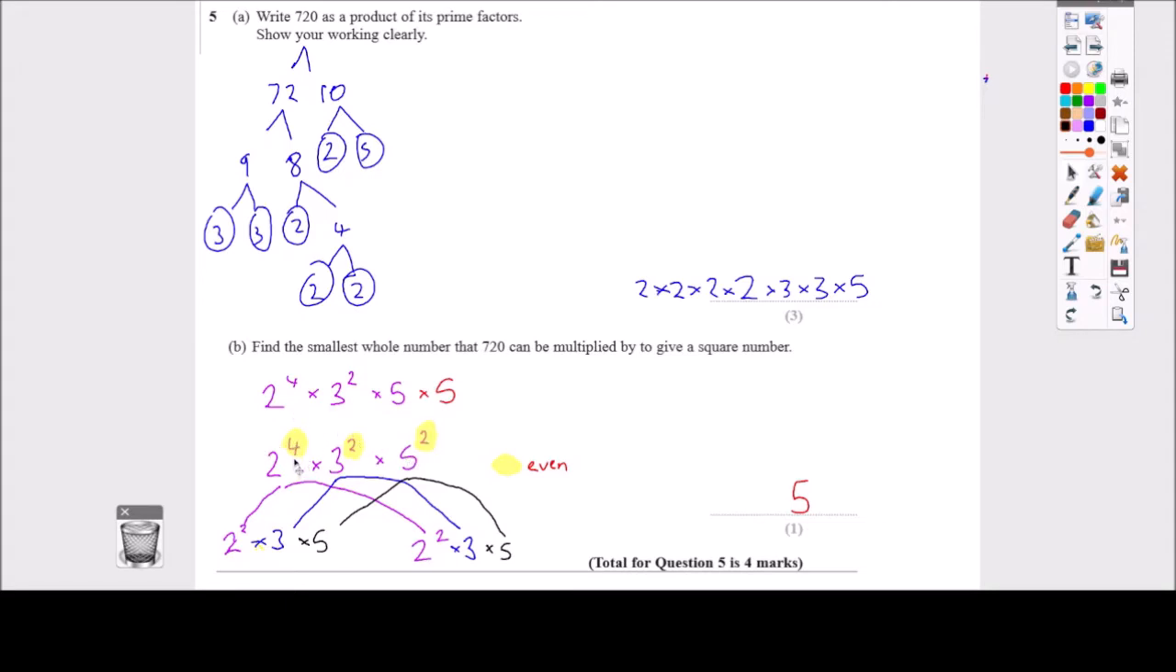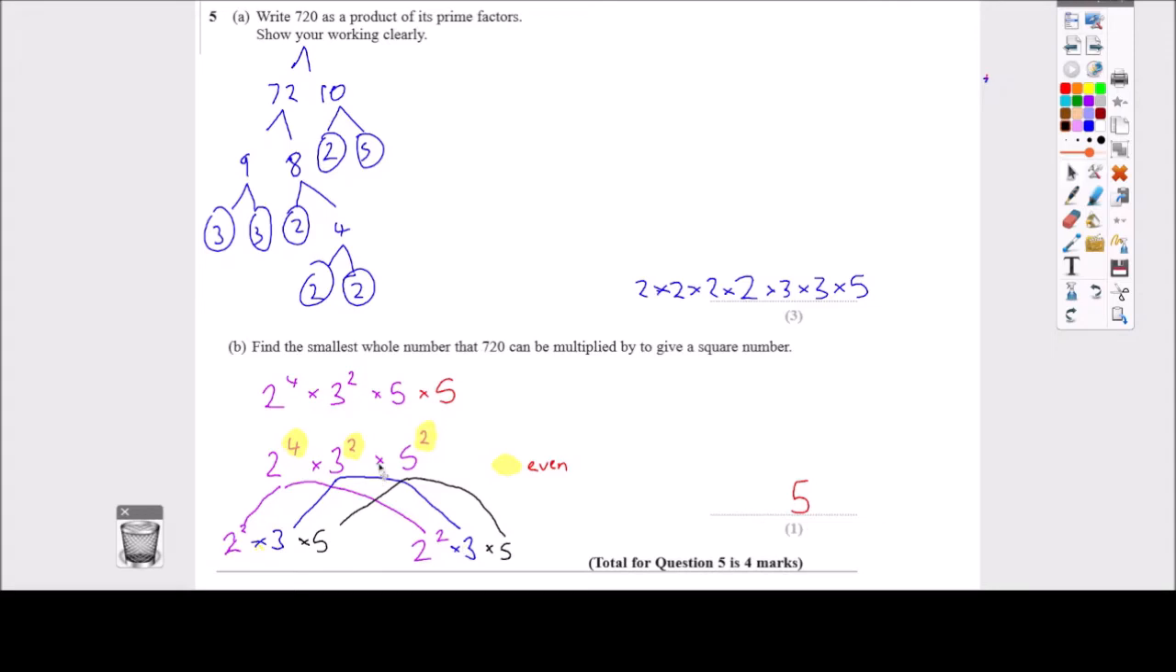Now, the reason for that is if it's even, you can then split it equally. So 2 to the power of 4 can be split 2 squared and 2 squared. 3 squared can be split 3 and 3. And once we've got 5 being even, it can split 5 and 5. So we've split it into this set of numbers and this set of numbers, which are the same numbers being timesed together, hence why it's a square number.